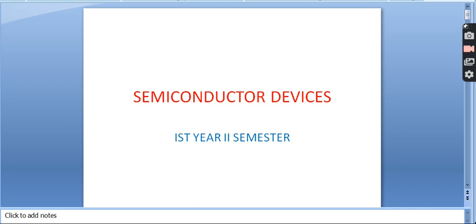Semiconductor devices, first year, second semester. We are going to discuss common collector configuration in this session. In the previous session, we learned about the common base configuration and common emitter configuration and their characteristics. Now, in this section, we are going to discuss the common collector configuration.